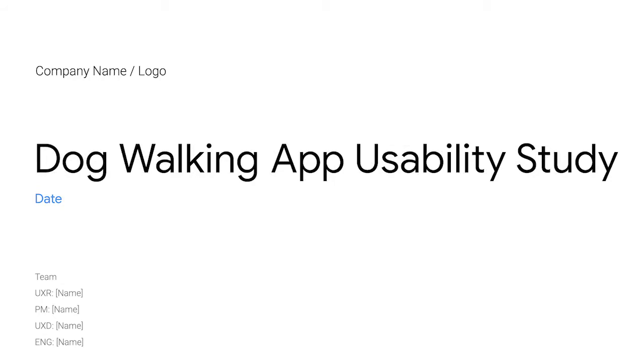On the first slide, I'm going to update the title, date, and team. I'll title the presentation Dog Walking App Usability Study. The title can be simple and straightforward. I'll also add the date of the presentation. In this case, it's December 2020, and I'll fill in the names of all of my team members who worked on the usability study with me.